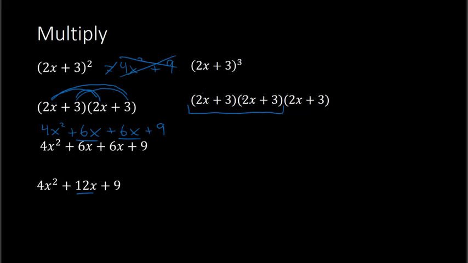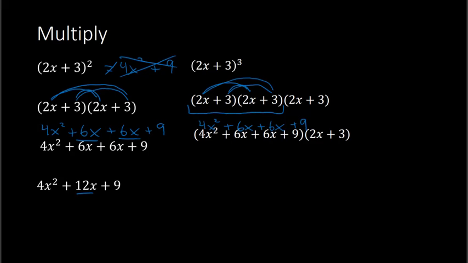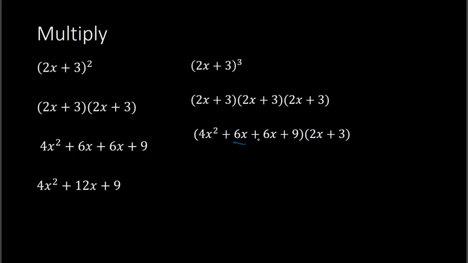So if we look at the first two, 2x times 2x is 4x squared, and then 2x times 3 is 6x. And then distribute the 3. 3 times 2x is 6x, and then 3 times 3 would be 9. So I get that when I multiply the first two together. And I can then combine 6x plus 6x to get 12x. Now from here, to finish this off, I need to multiply one more time. I have 4x squared plus 12x plus 9 times 2x plus 3.